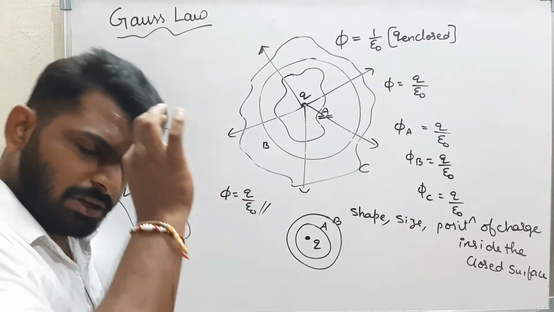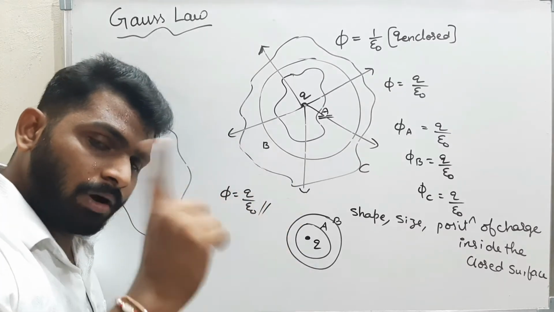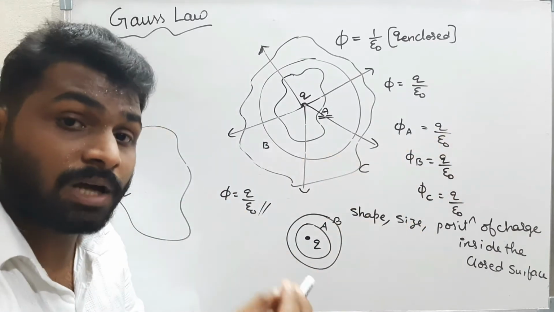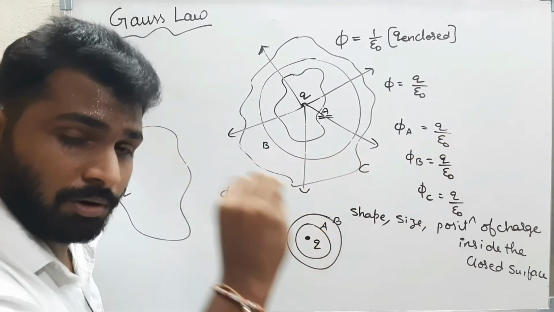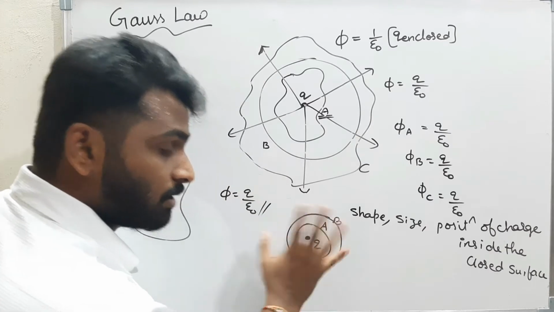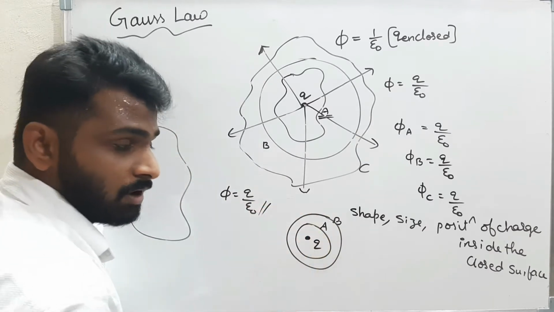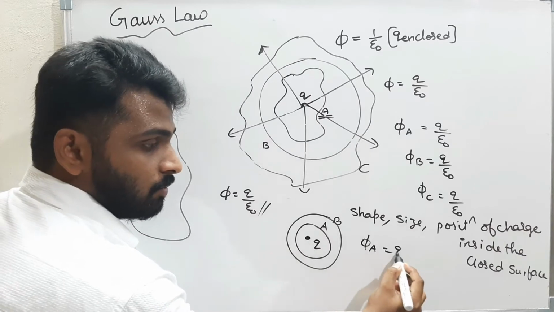That's all. It depends only on one thing, that is the charge enclosed. How much charge is present in the closed surface? It will depend only on the charge present in the closed surface. If I take this closed surface A here, what is the charge present? That is Q. Therefore, the flux through A is Q by epsilon naught.